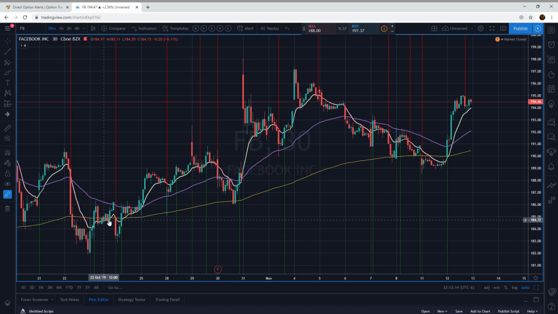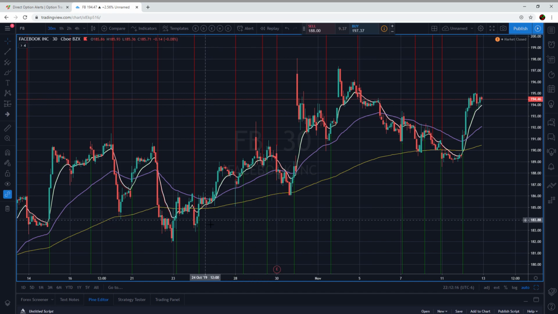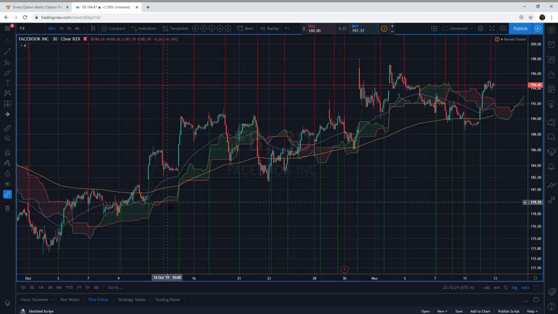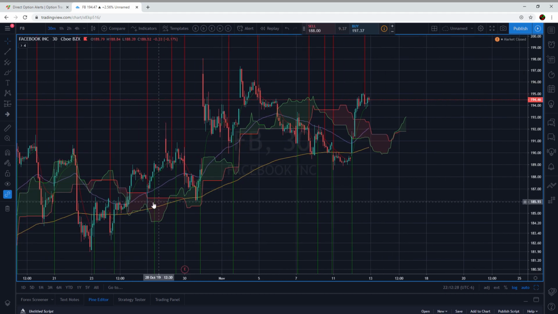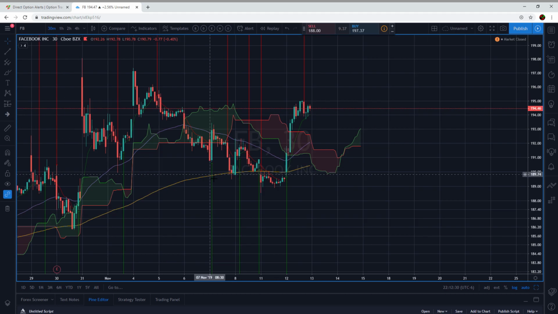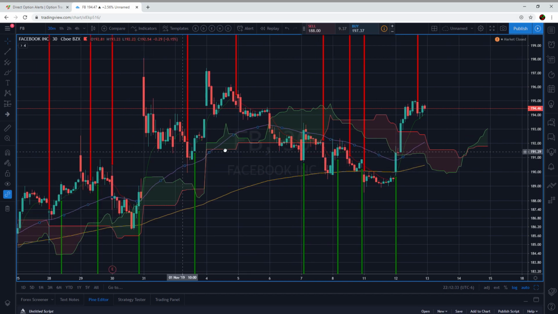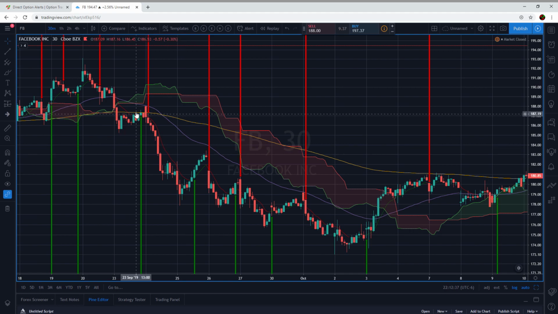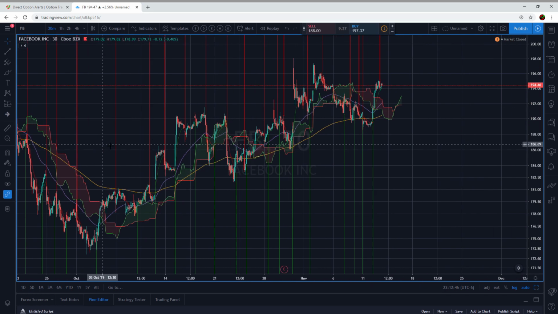So EMA is pretty much just like an Ichimoku cloud. If it's over 200 EMA, let me show you. If it's over 200 EMA and over the cloud, it's pretty much an uptrend, and you only need to look for green arrows, buy signal arrows. If it's below 200 and below the Ichimoku cloud, you only need to look for sell signals right here, red arrows. So let's go ahead and try that.